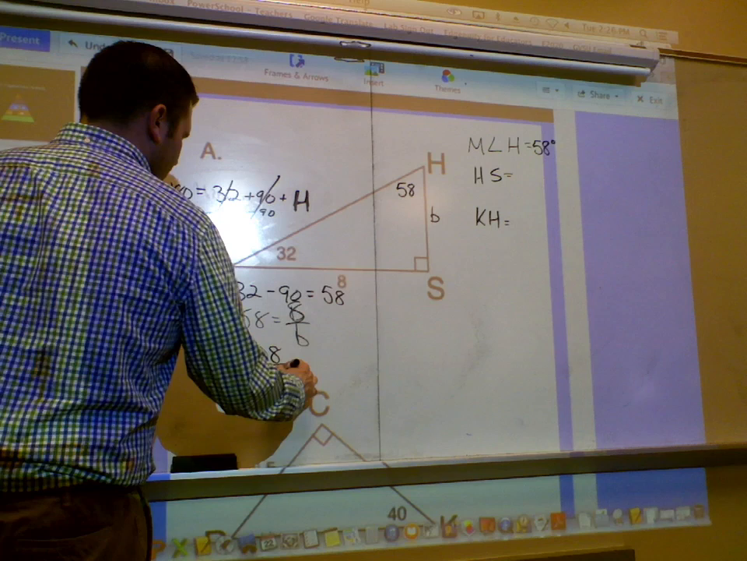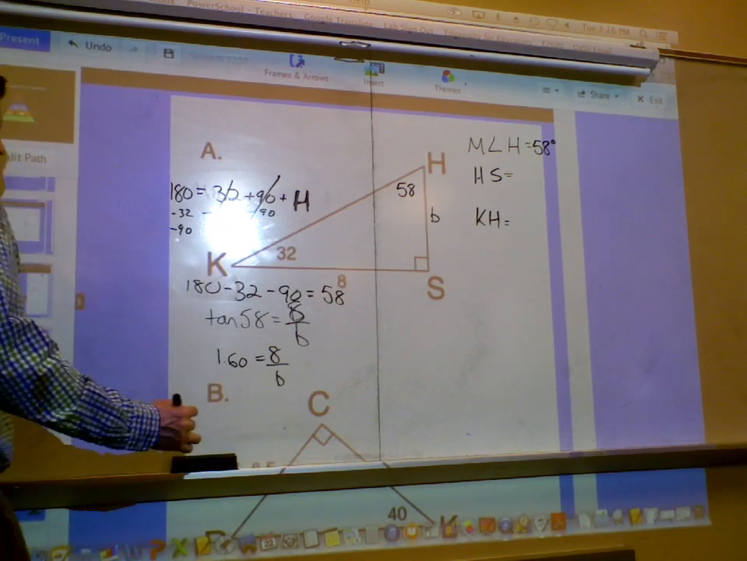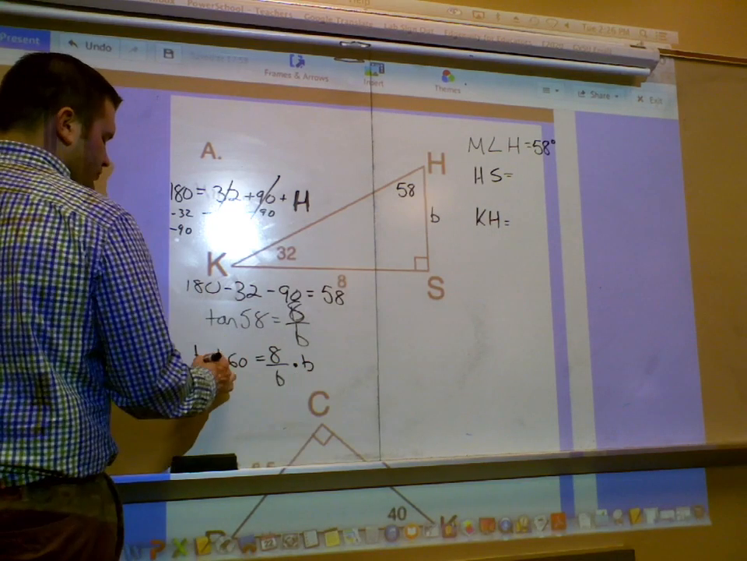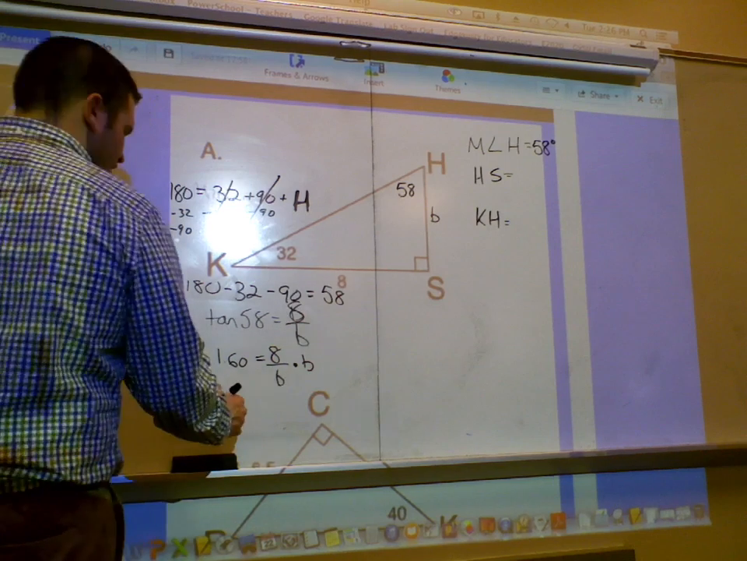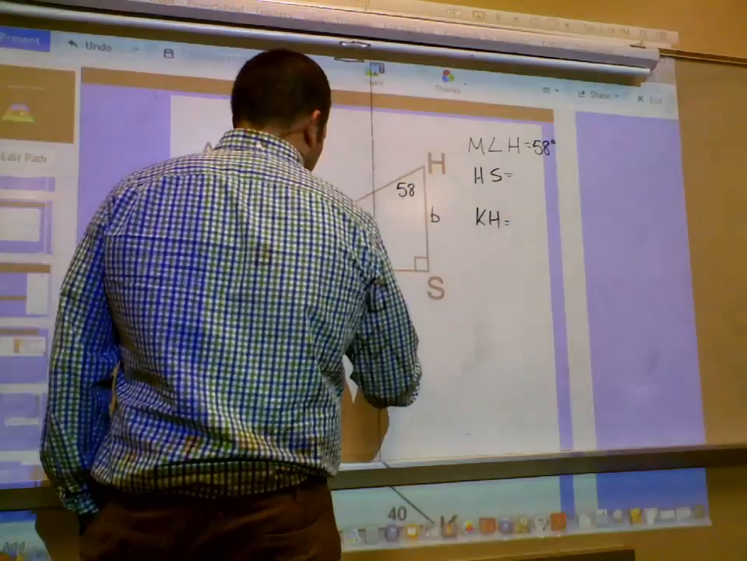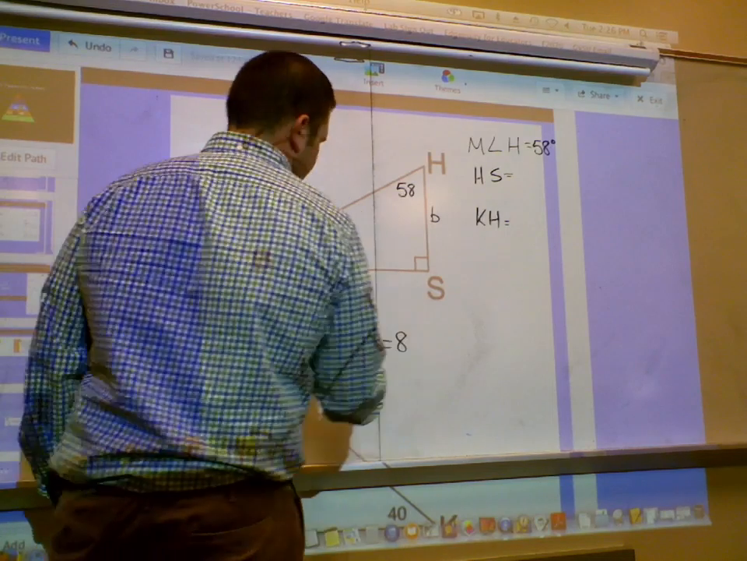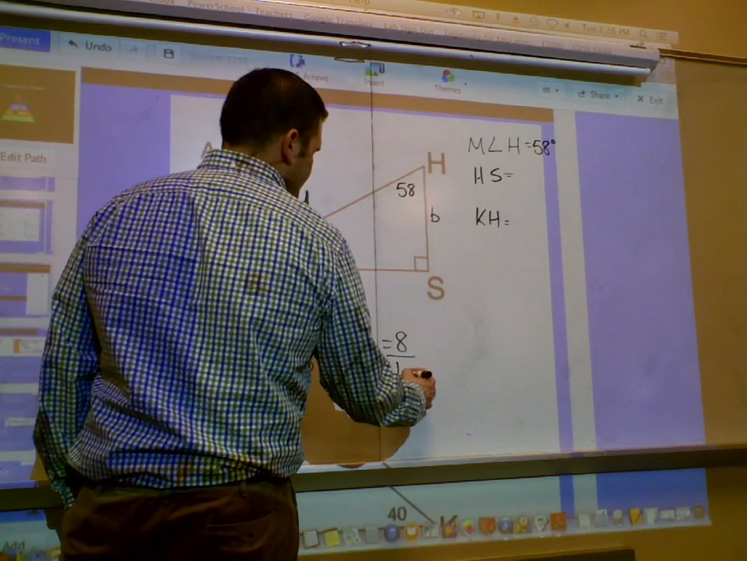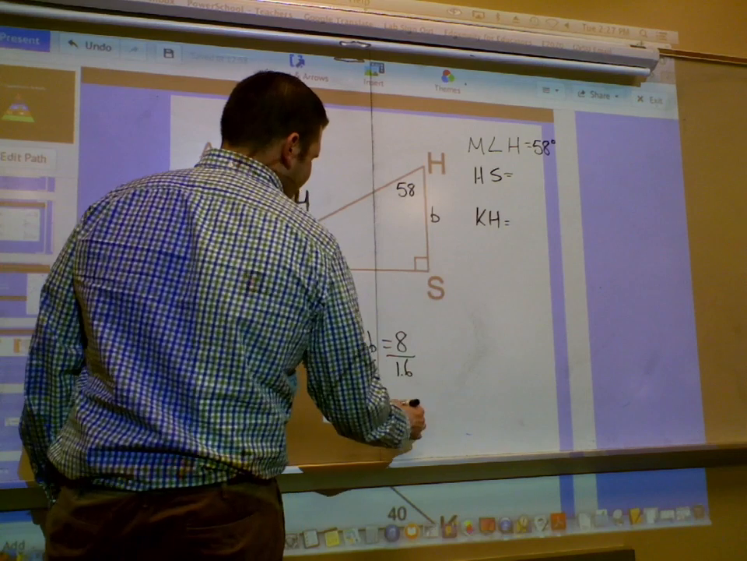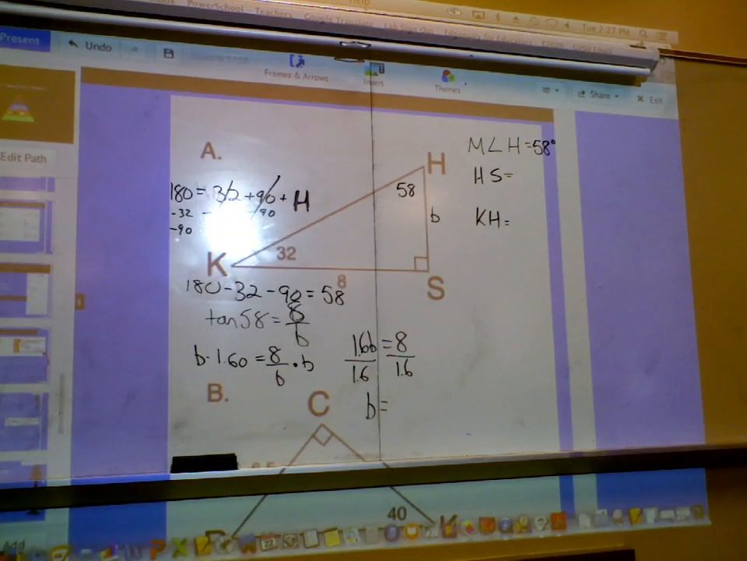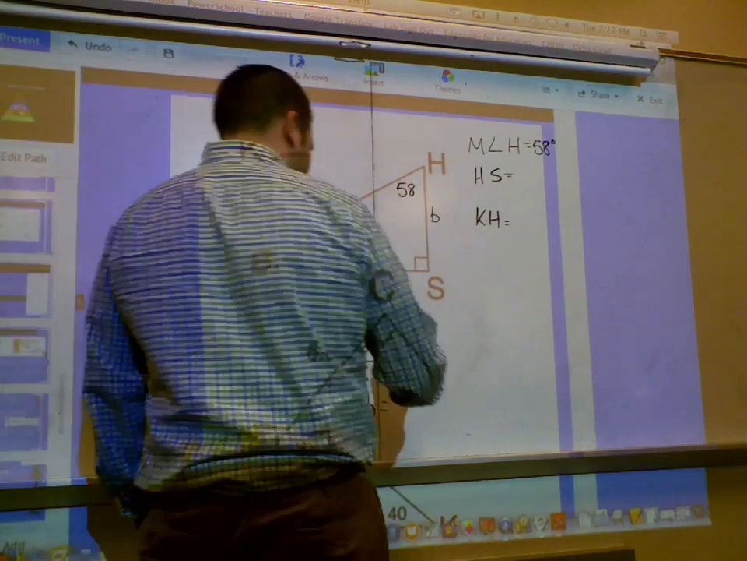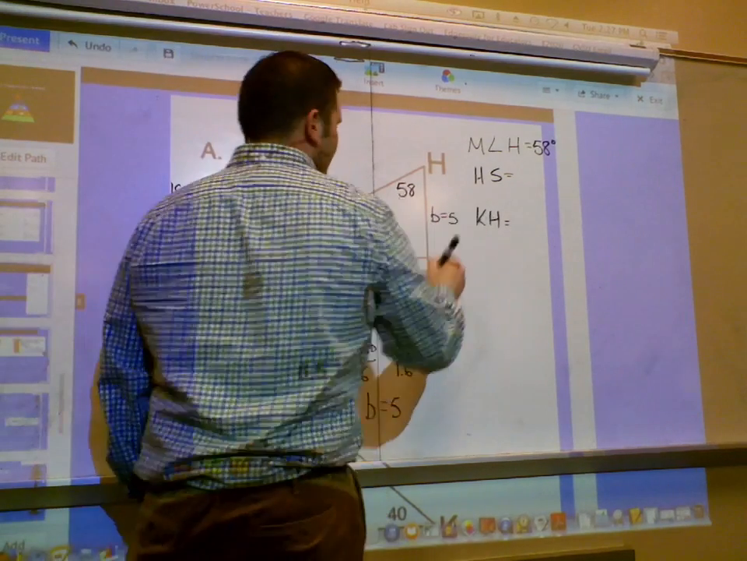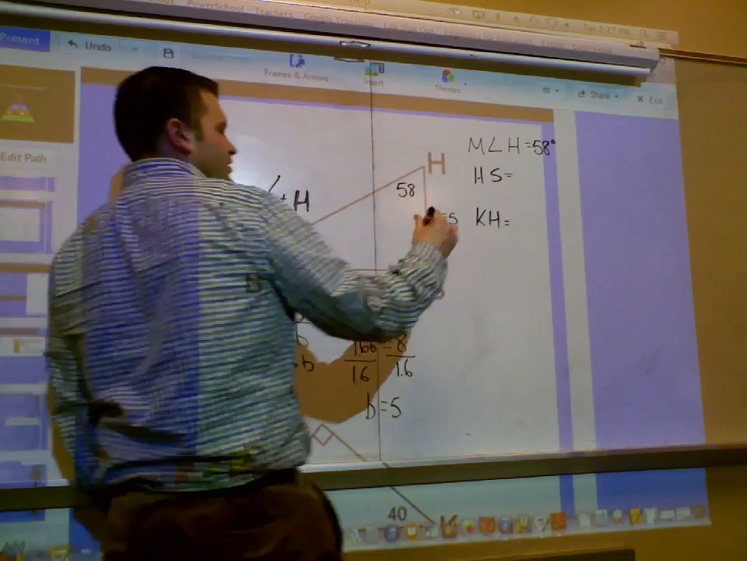Equals 8 over B, right? So now what? Multiply by B. So 1.6b equals 8. Now we divide by 1.6. So that means b equals 5. Exactly. So that means this is 5, which means HS is 5.